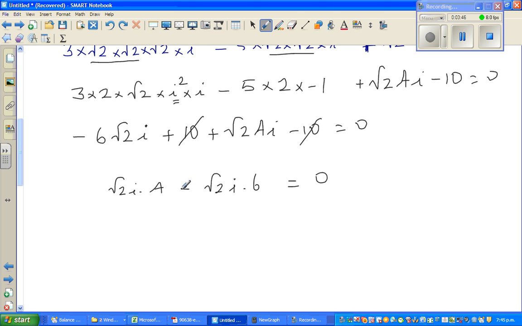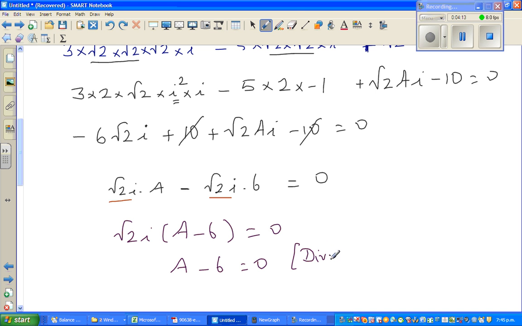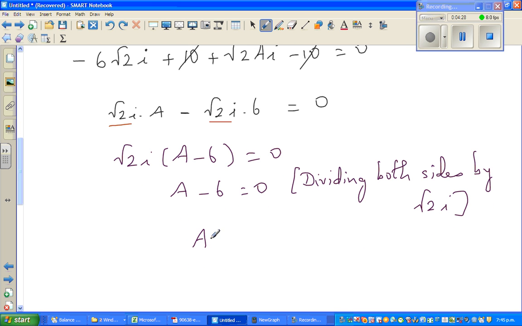The only difference I've made is writing root 2i first. Now what is common here? I can factor out root 2i. If you factor out the root 2i, you'll have a minus 6 is equal to 0. Now you can divide both sides by root 2i. Root 2i is a number, so therefore you can say a is equal to 6.